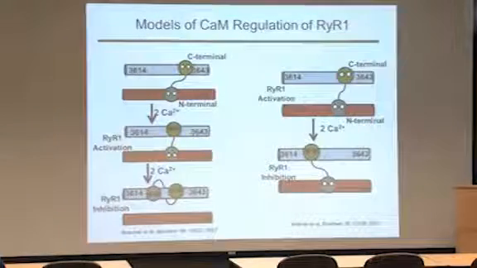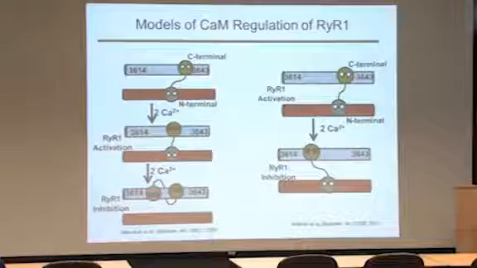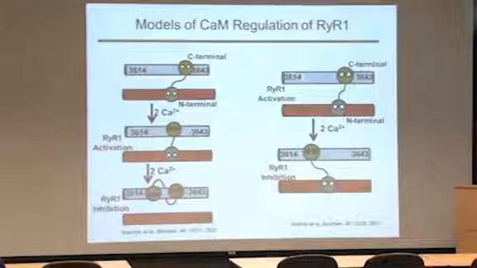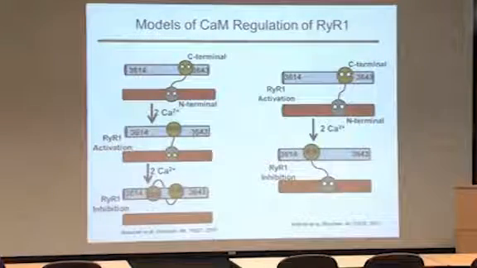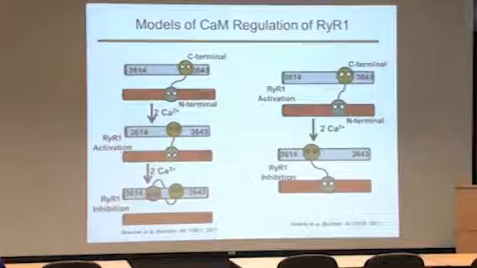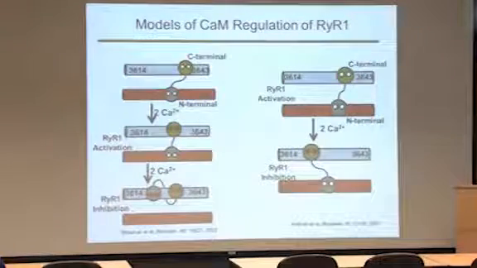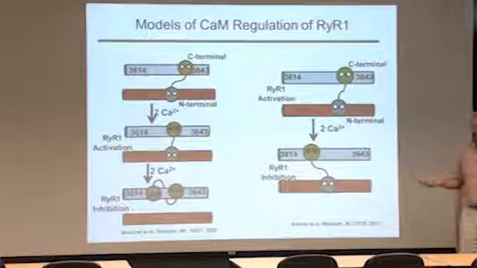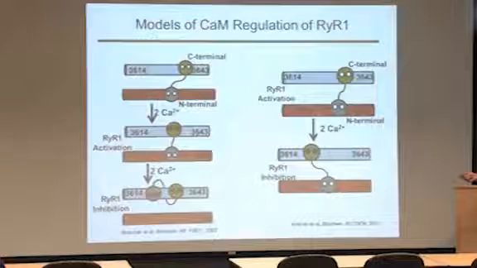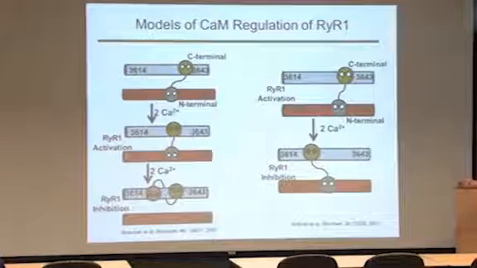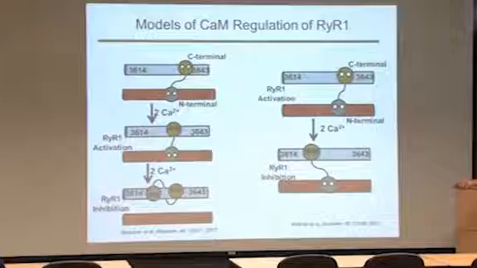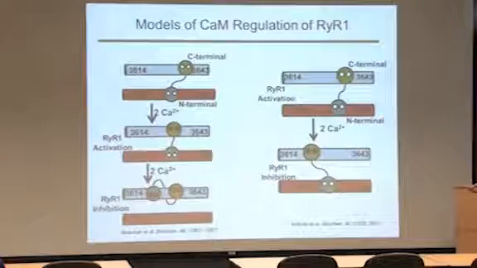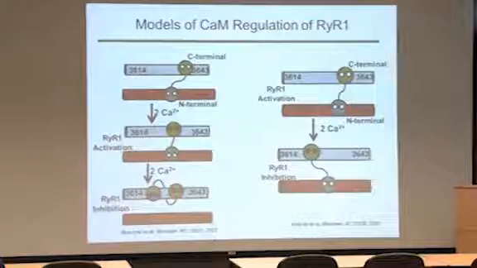There are two models of how this works. Calmodulin is thought to bind two regions of the ryanodine receptor. One model says that calcium-free calmodulin activates the channel. Calcium binding the C-terminal EF hands causes inhibition. There's another model that says calcium-free calmodulin doesn't do anything, it just sits there. Calcium binding to the C-terminal EF hands causes activation. Calcium binding to the N-terminal causes the calmodulin to bind to the one peptide and to inhibit the channel.